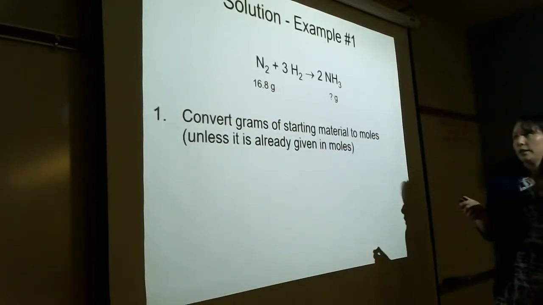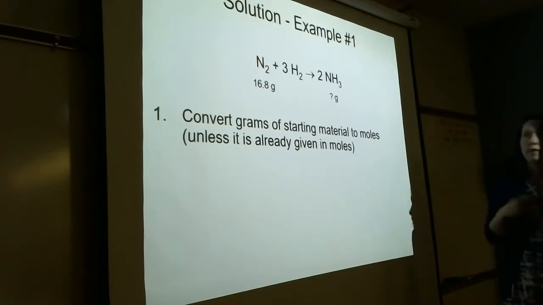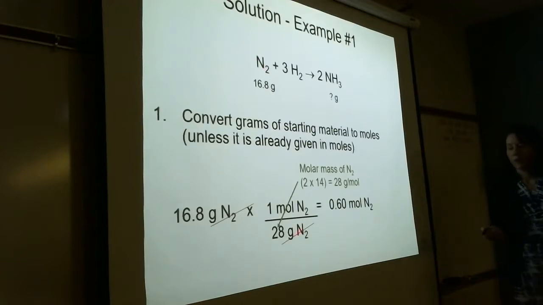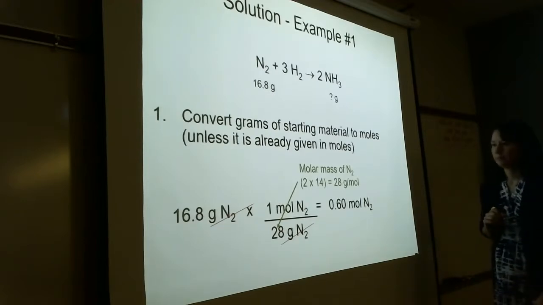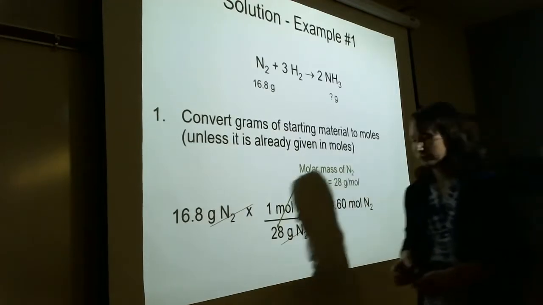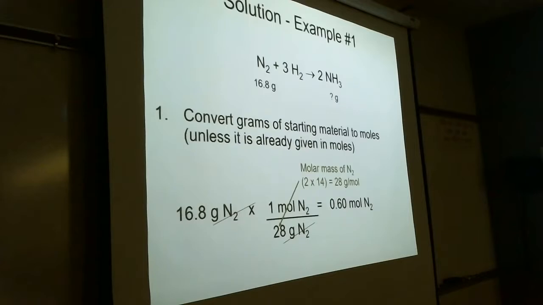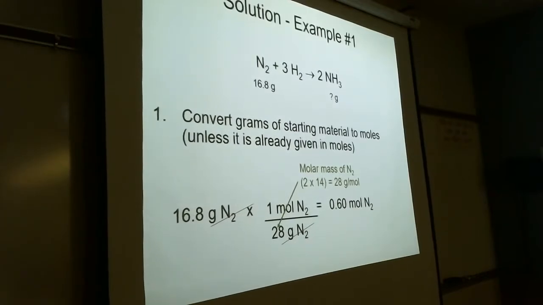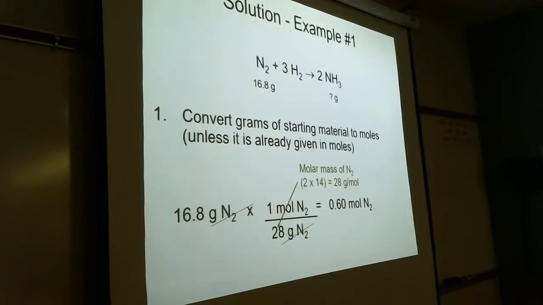Molar mass, right. Nitrogen is 14, and there are 2 of them, so 28, right? Grams went on the bottom because I'm converting grams to moles. Questions on step 1? Just converting grams to moles. Yeah, I'm pretty sure that's the answer that the calculator gives you.